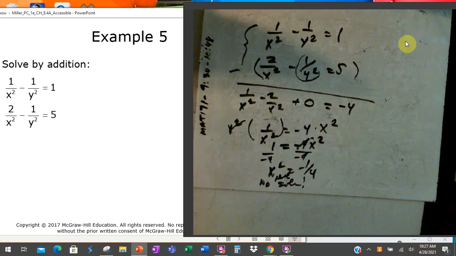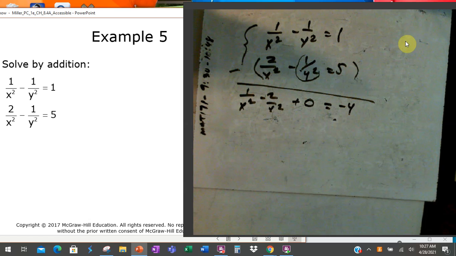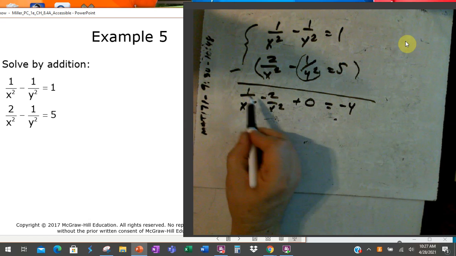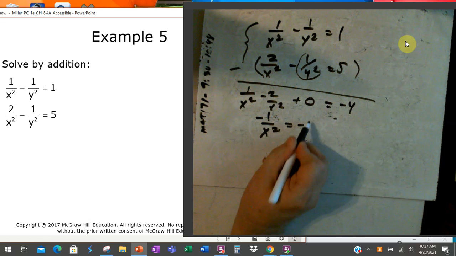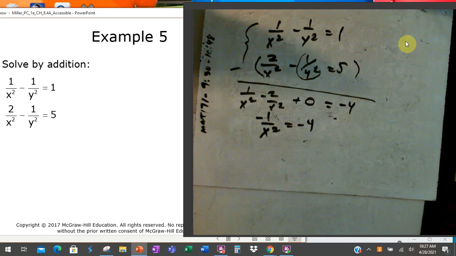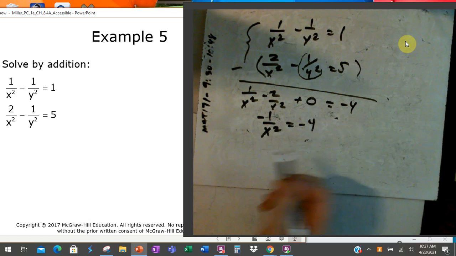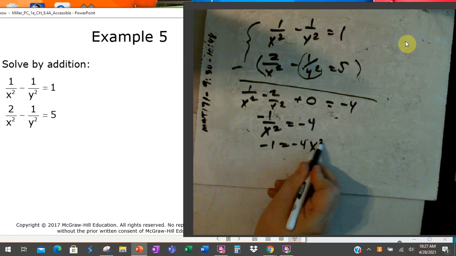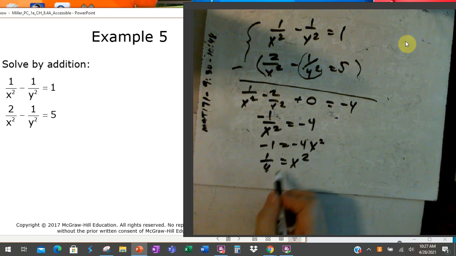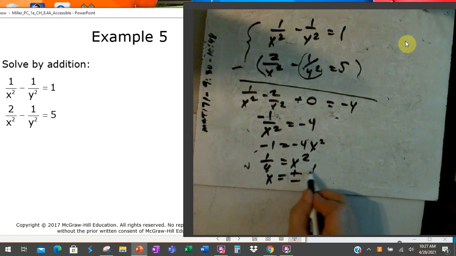Oh, wait a minute. Hold on. Hold the boat. I jumped solutions. 1 over x squared minus 2 over x squared should be minus 1 over x squared is equal to negative 4. Aha. Then multiply both sides by x squared. Now we get it. X is equal to plus or minus the square root of 1/4, which is just plus or minus 1/2. My bad.